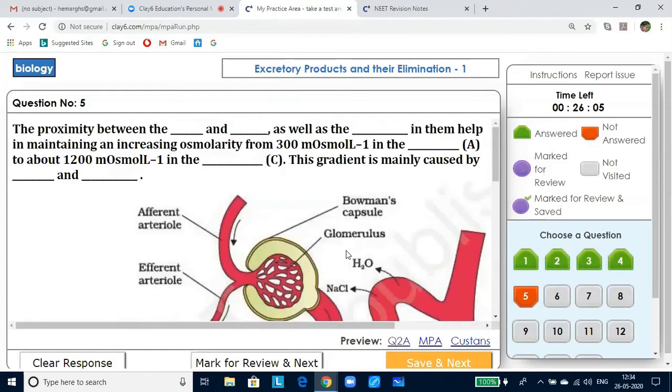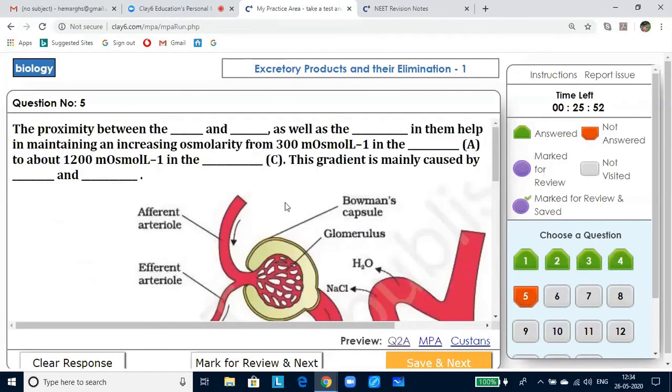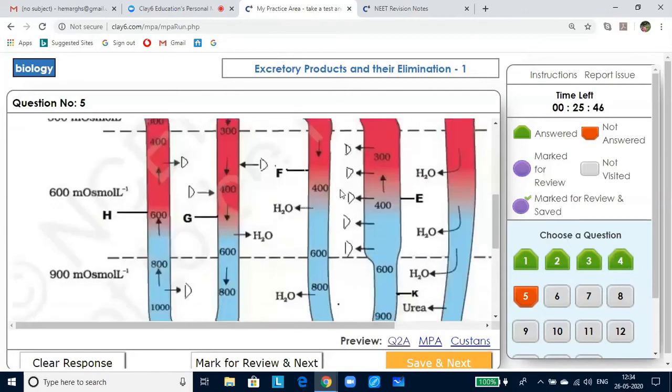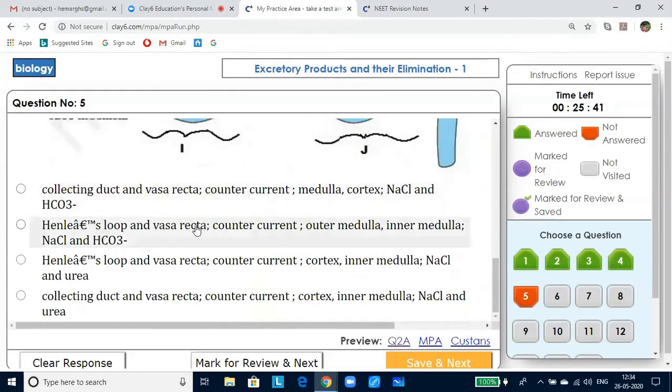Now the proximity between the dash and dash as well as dash in them help in increasing an osmolarity from 300 milliosmoles per liter in the dash and to about 1000 milliosmoles per liter in the dash. This gradient is mainly caused by dash and dash. So it is vasa recta. It is countercurrent mechanism.